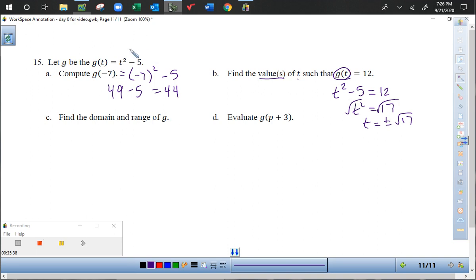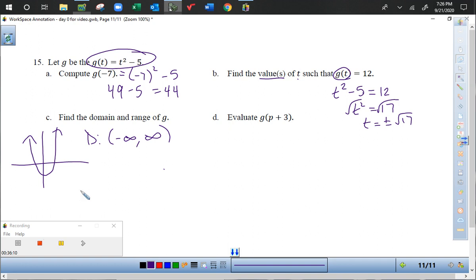Domain and range, we want to think of the graph of this guy. If you're not familiar with your parent functions and that minus 5, you would need to use your calculator. T squared is a parabola, just like x squared. Minus 5 shifts it down 5. So with this, the domain of all parabolas is negative infinity to infinity. The range, since I went down 5, is negative 5 to infinity.